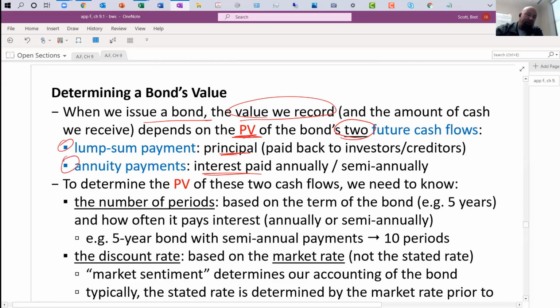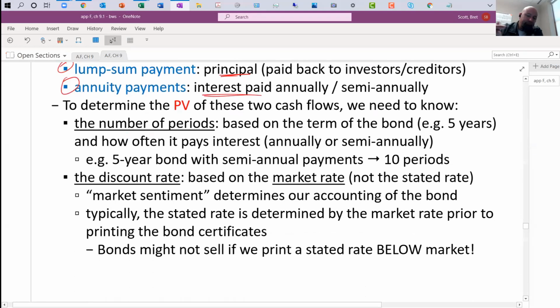How do I determine the value of a bond? I need to take the present value of a lump sum and add it to the present value of an annuity. That determines how much cash I'm going to raise when I issue these bonds. So just like we saw before, the key thing you want to start off with is figuring out the number of periods. If it's annual, the number of years is the number of periods. If it's semi-annual, just multiply the number of years times 2.